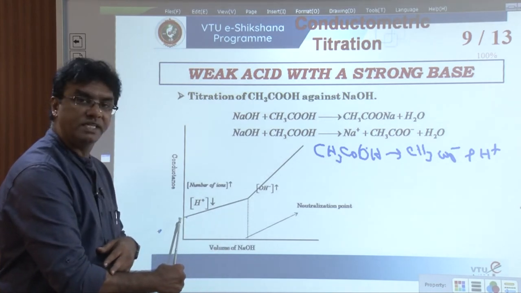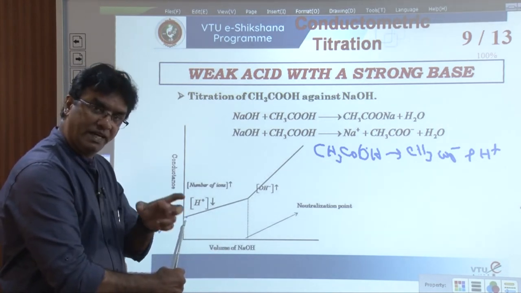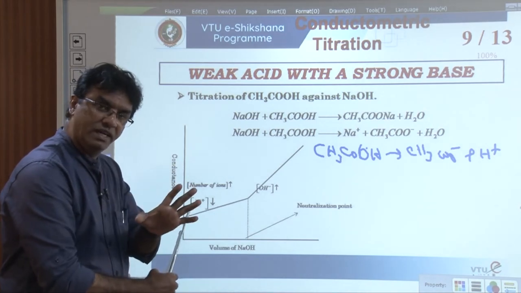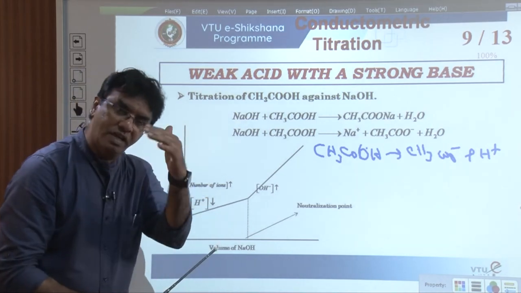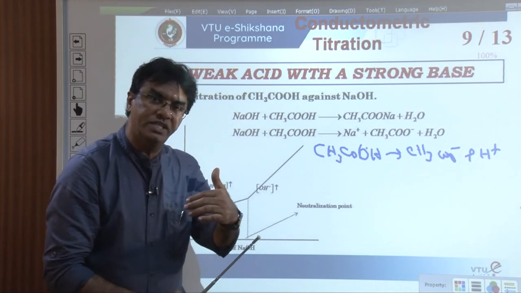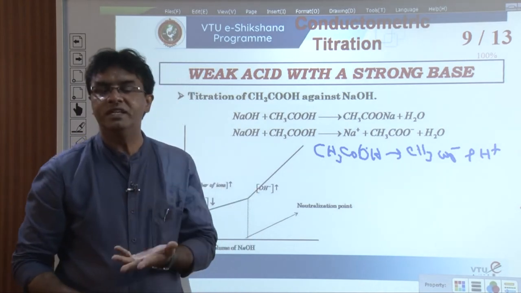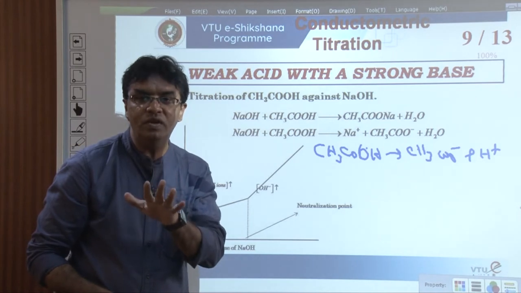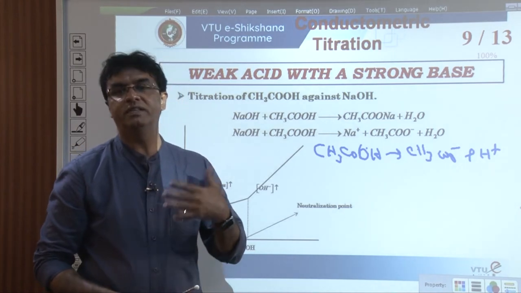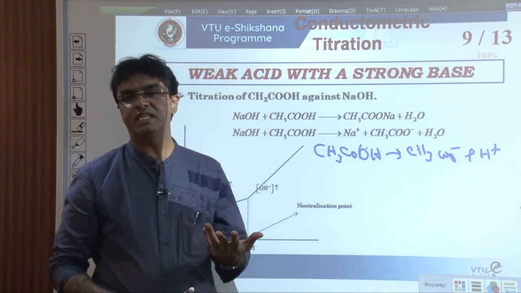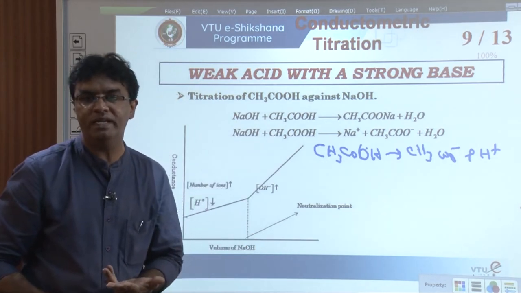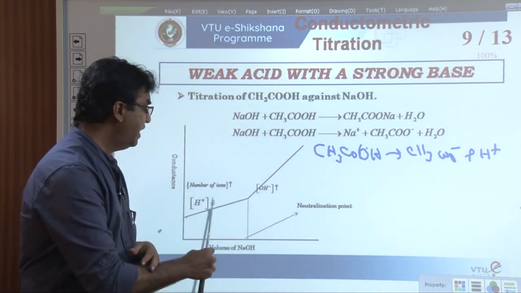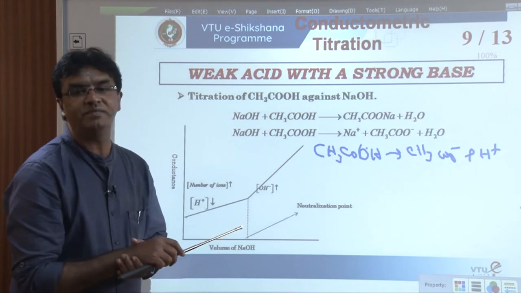When you take acetic acid in the beginning, dip the conductivity cell, and find out the conductance, it is very less. Then you keep on adding 0.5 ml of NaOH each time, stir the reaction mixture, and note down the conductance. You will observe a gradual increase in the conductivity: 5, then it may become 6, then 6.8, then 7.9, like that.